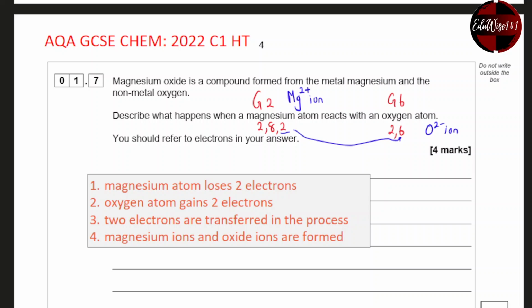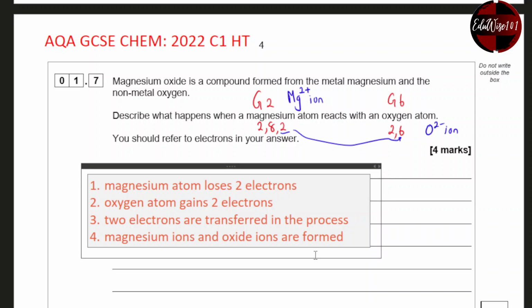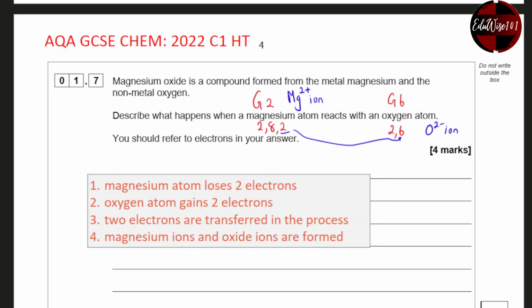Magnesium atom loses 2 electrons. Oxygen atom gains 2 electrons. The 2 electrons are transferred in the process. Magnesium ions and oxide ions are formed. You don't have to write the formula for the ions. You can simply say magnesium ions and oxide ions are formed. But if you are writing the symbols, you need to make sure that you get those correct.